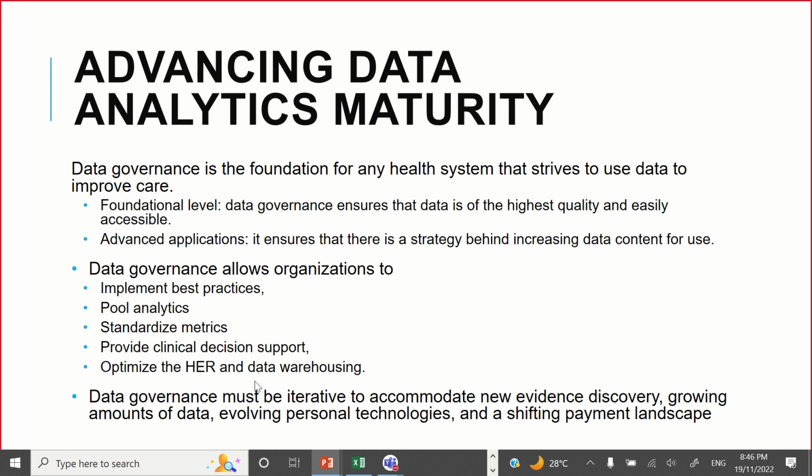Following that, data governance must be iterative. So the word iterative, let me read the whole statement. Data governance must be iterative to accommodate new evidence discovery, growing amount of data, evolving personal technologies, and shifting payment landscape. Can anyone tell me what it means to be iterative? What does it mean? Data governance must be iterative. Anyone would like to give it a go?